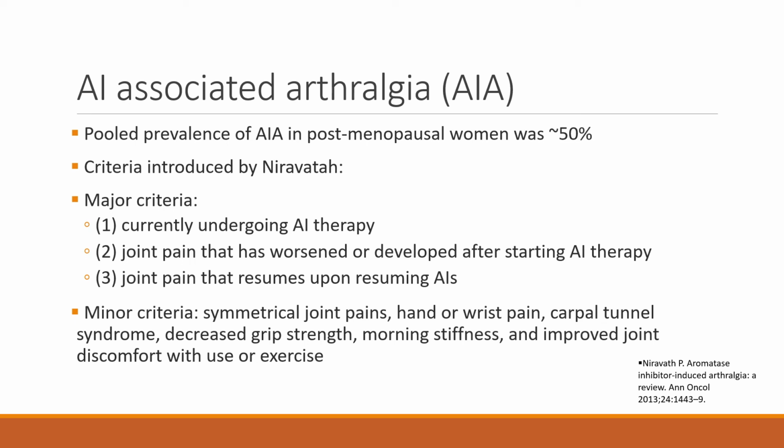There's 3 major criteria. 1, currently undergoing aromatase inhibitor therapy. 2, joint pain that has worsened or developed after starting AI therapy. And 3, joint pain that resumes upon resuming aromatase inhibitors. The minor criteria are symmetrical joint pains, hand or wrist pain, carpal tunnel syndrome, decreased grip strength, morning stiffness, and improved joint discomfort with use or exercise.